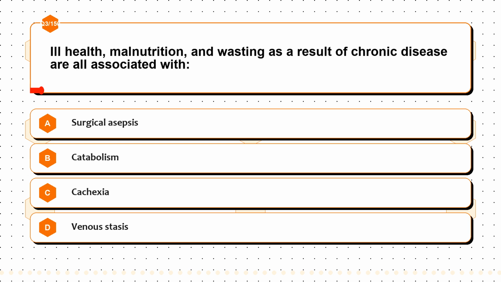Question 3. Ill health, malnutrition, and wasting as a result of chronic disease are all associated with. Here are the options. Option A. Surgical asepsis. Option B. Catabolism. Option C. Cachexia. Option D. Venostasis.